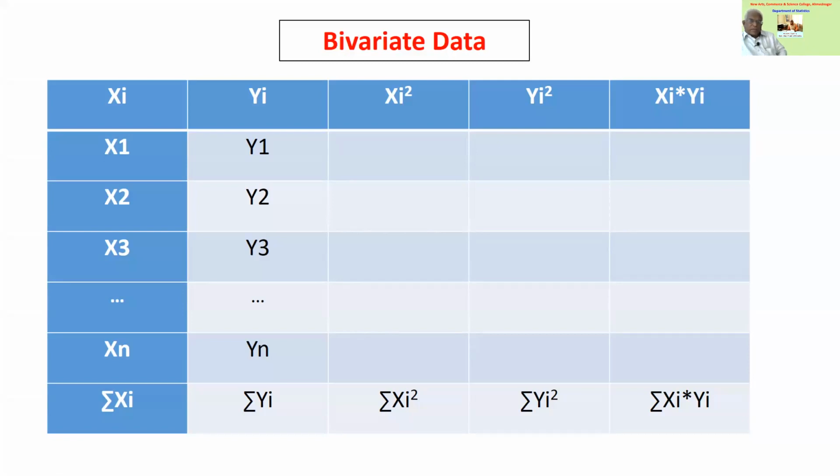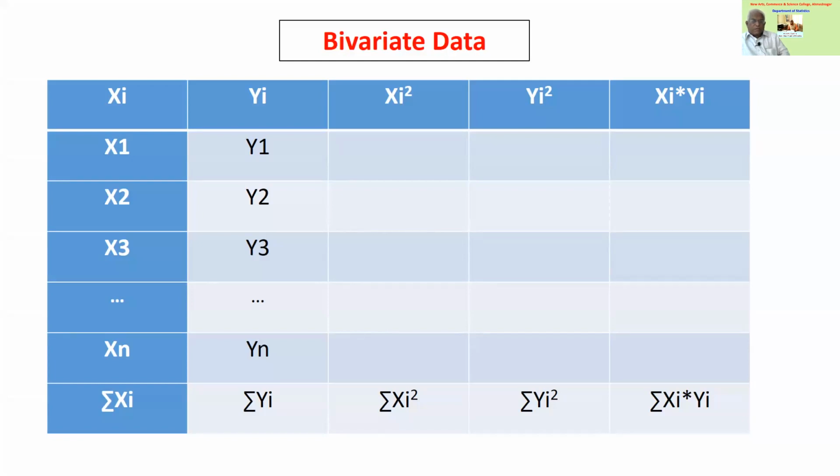Once we have this data, we do the calculation of xi square, yi square, and the product xi, yi. These are the basic calculations we require. After this calculation, we perform totals: summation xi, summation yi, summation xi square, summation yi square, and summation xi yi. All these 5 totals will give you 5 computations.